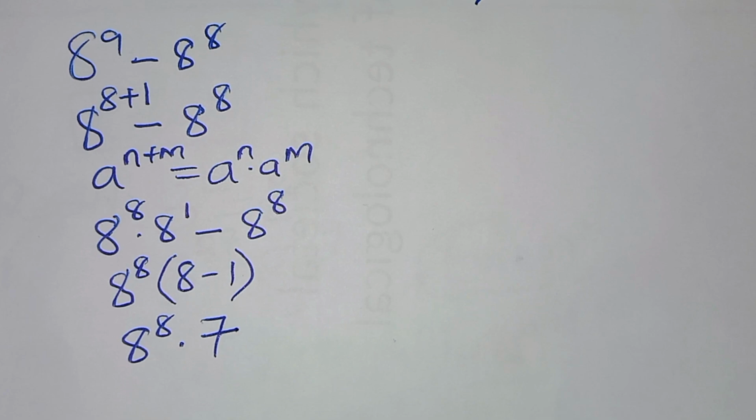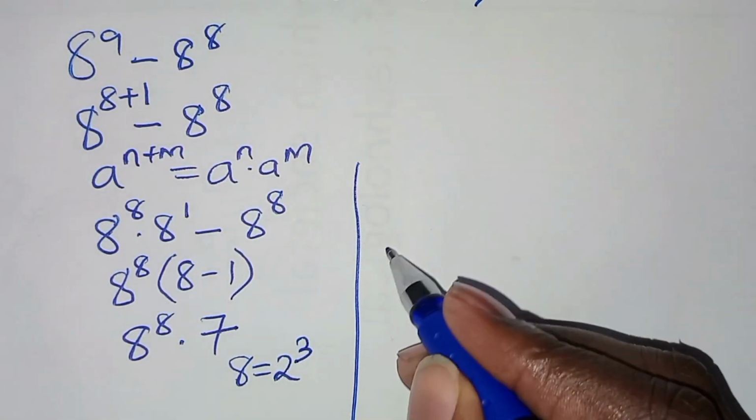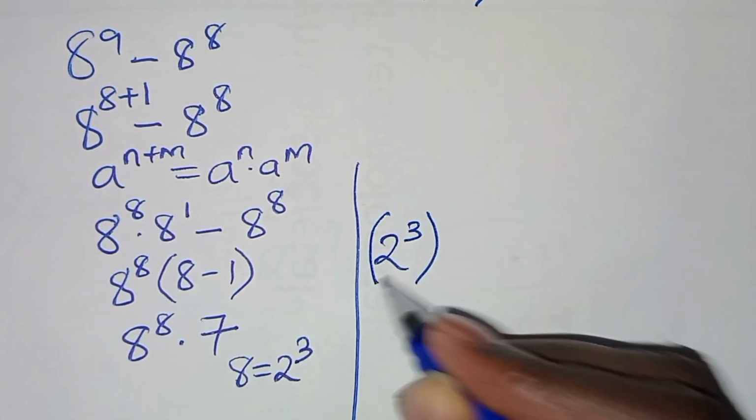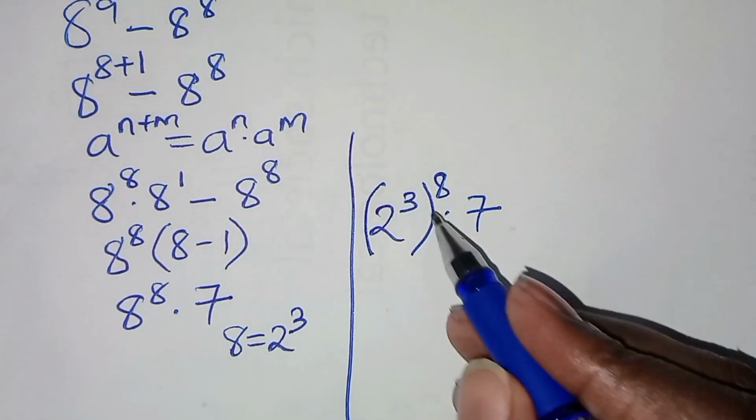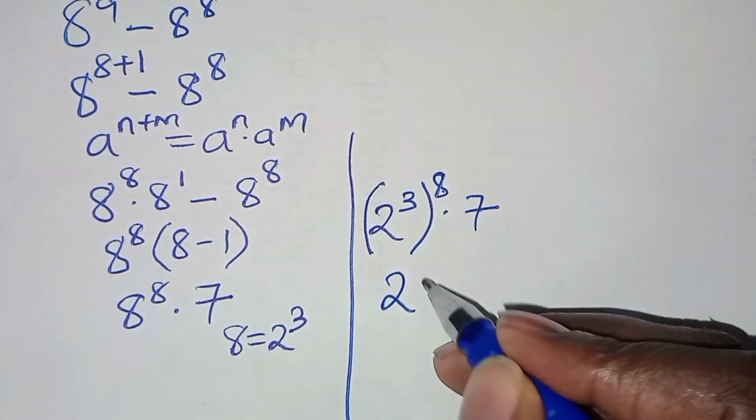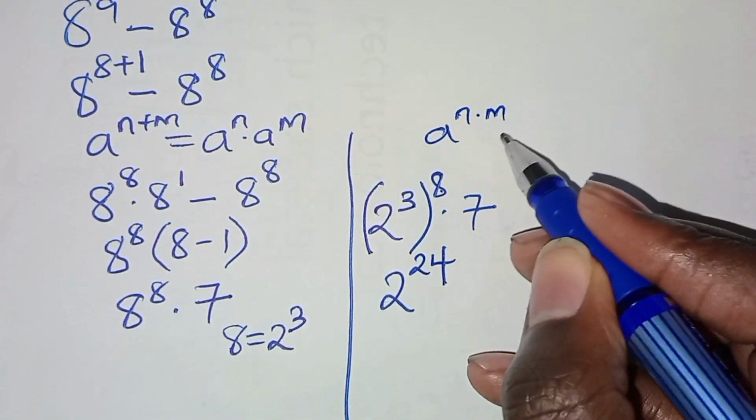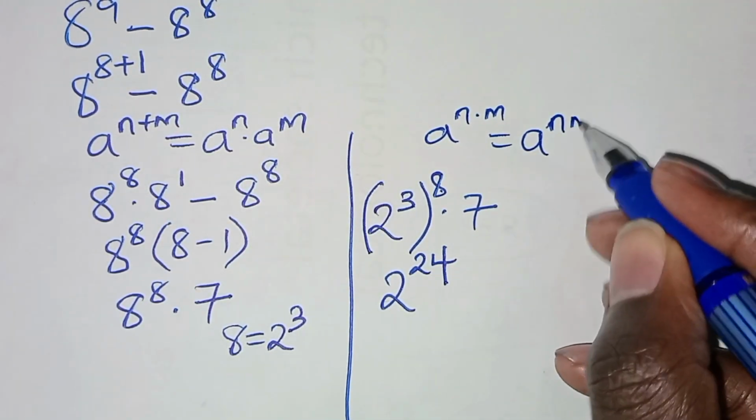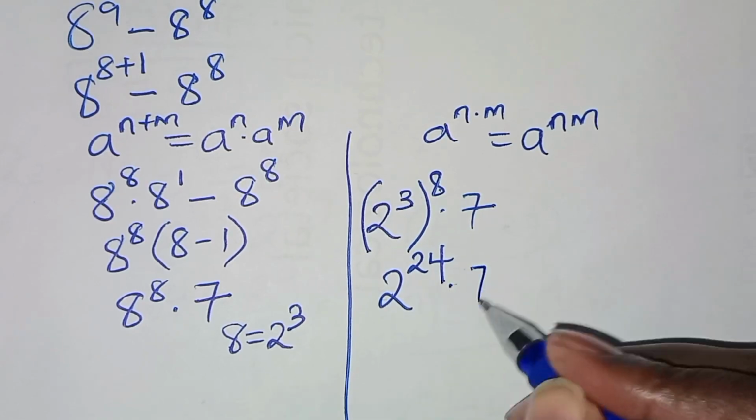The next step here, we can express 8 as 2 to the power 3. So let's substitute 2 to the power 3 here. So we'll have 2 to the power 3 raised to the power 8 multiplied by 7. So here we'll have 2 to the power, this is 3 times 8, which is 24. Okay, so essentially, if you have a to the power n raised to the power m, this can be expressed as a to the power nm. So in this case, we'll have 2 to the power 24 times 7.